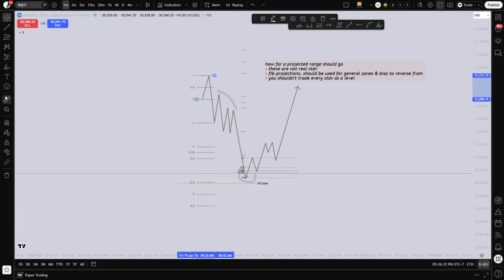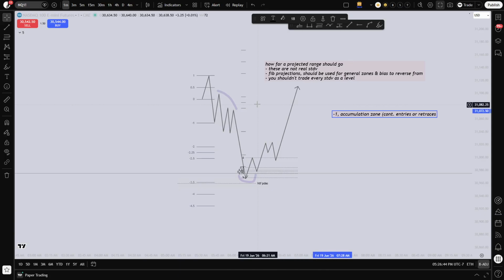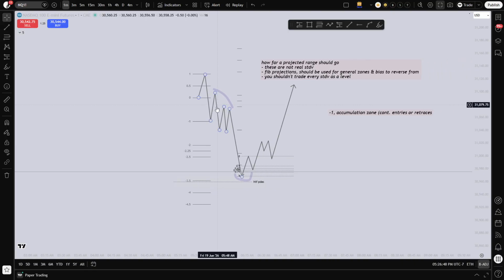Basically, -1 is the accumulation zone. This can either be used for continuation entries or retraces. You shouldn't really be trying to trade within this unless you're just trying to continue to -2, otherwise you get cooked. But at -1, if we get a good retrace, we can usually rebalance a range while doing it. When you rebalance a range, this will provide you a better entry model instead. You can do something like that. Obviously you have your 0.5 here, so it lines up perfectly.